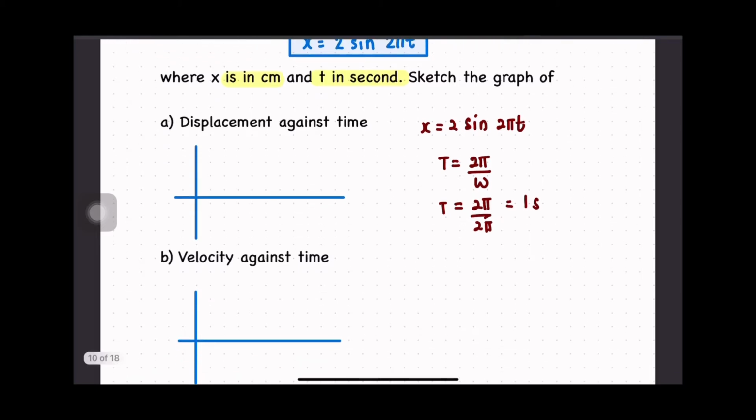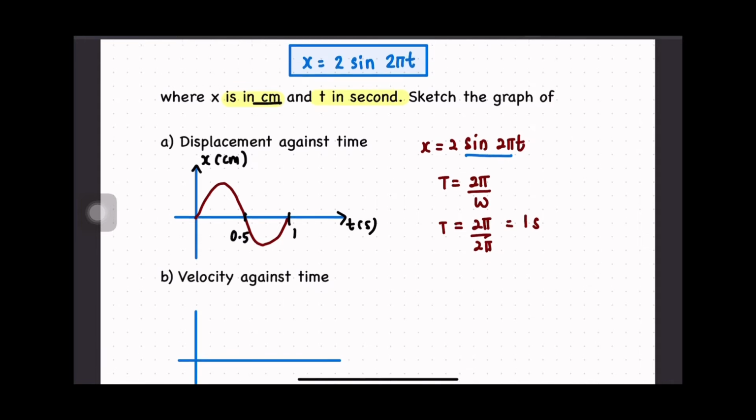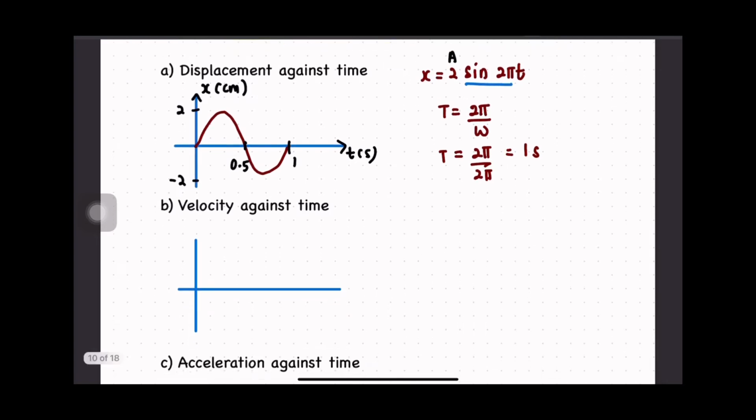So the graph is the sine graph, so you have to draw a sine graph. One complete cycle is represented as 1 second, and here is half, 0.5. Unit t in second, and then x in cm, depending on the unit given. And then don't forget about amplitude. This is amplitude 2 and negative 2, just like that, simple as that.